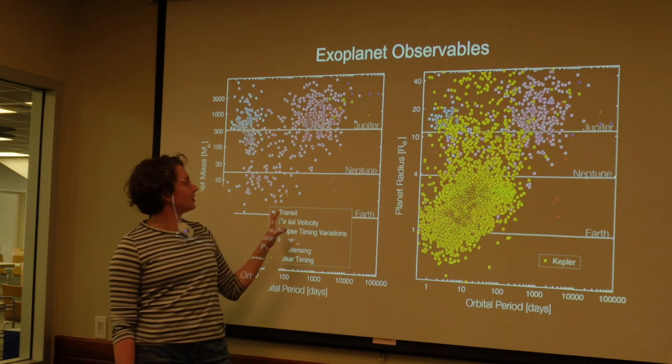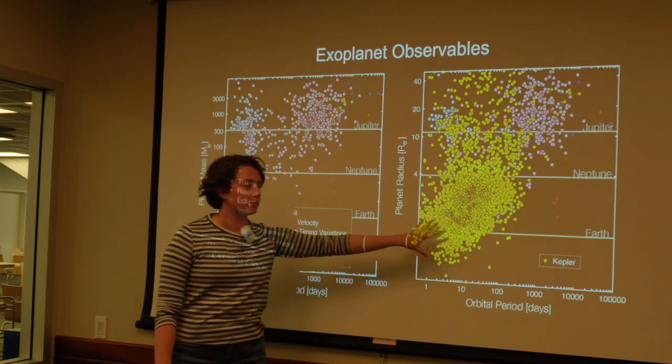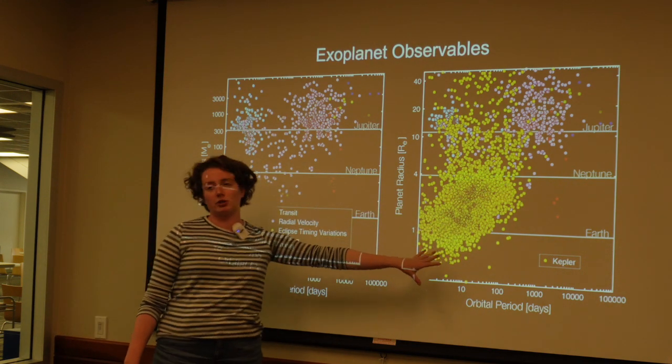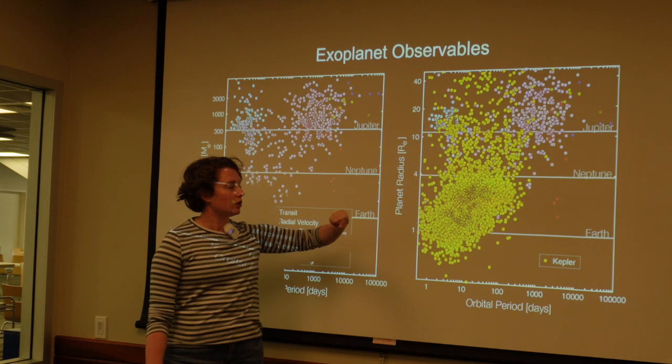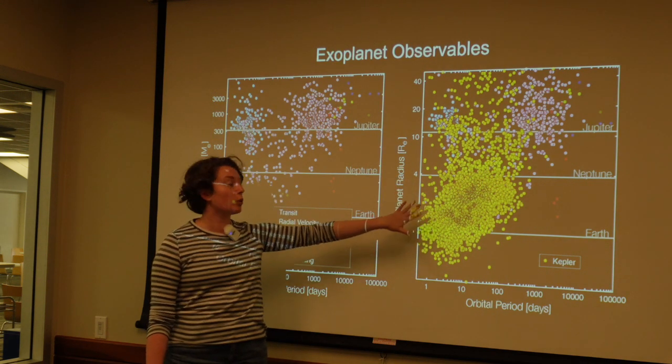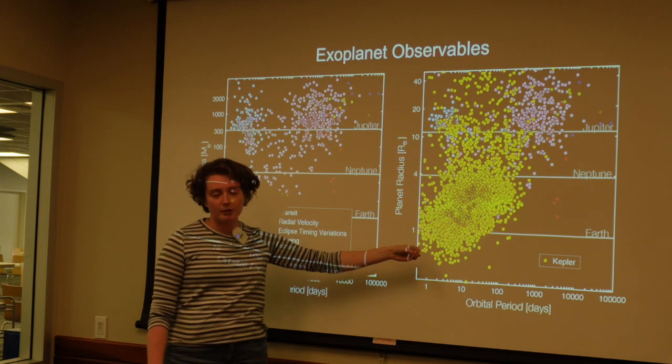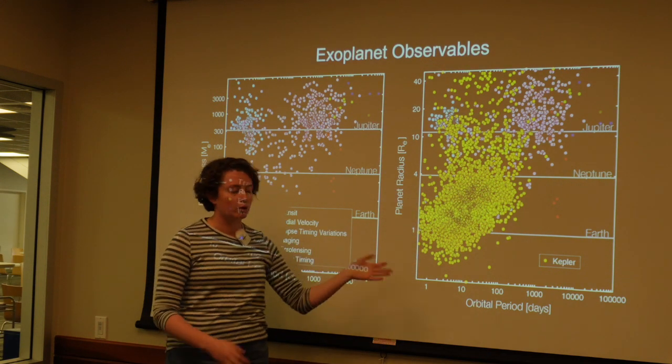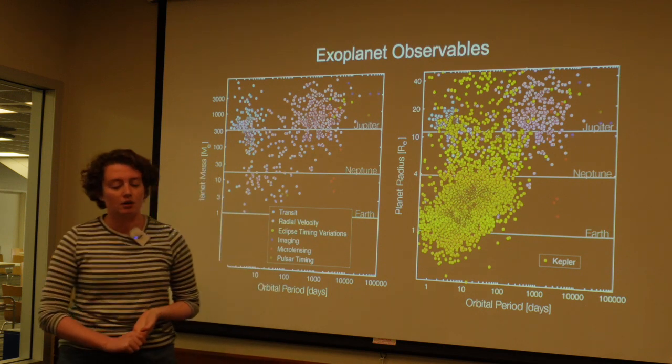And here you might notice there's a lot of yellow points on this plot, which we don't see here. And that's because of a mission called the Kepler mission that really discovered thousands and thousands of planets. But we were only able to measure radius because it was a transit mission, so looking for those dips in stellar brightness.